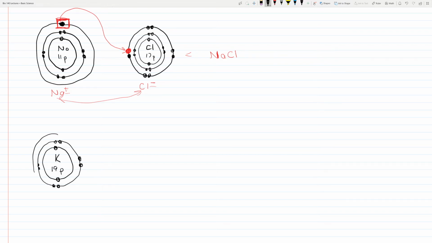Okay, now we've got to put in another shell. We're dealing with a fourth shell on this one. Okay, so that's full. That's 18. So now we've got to put on a fourth shell right there. Okay, that's potassium. Again, we've got one little electron on our valence that it's going to want to get rid of.